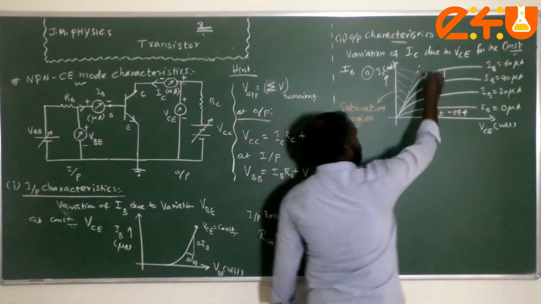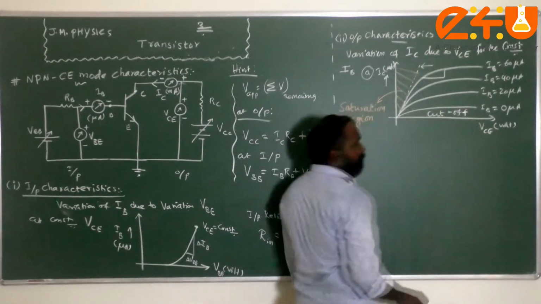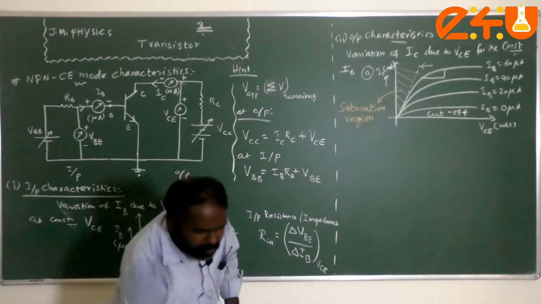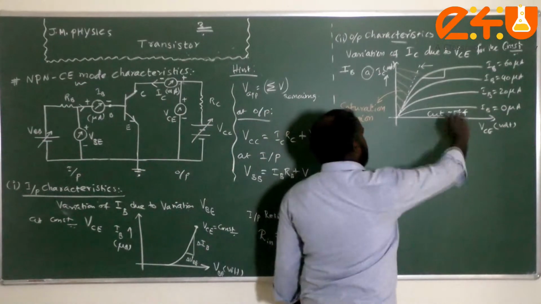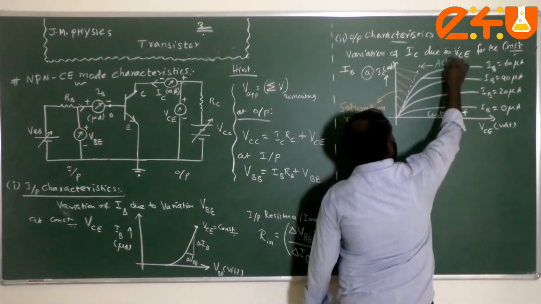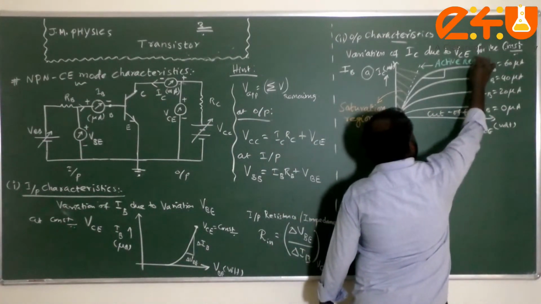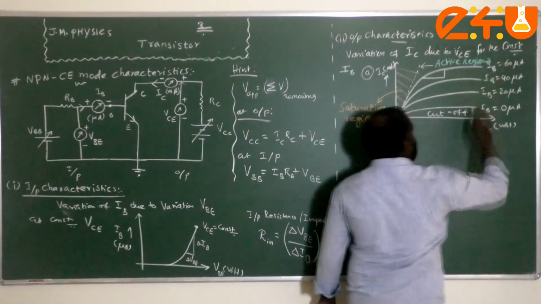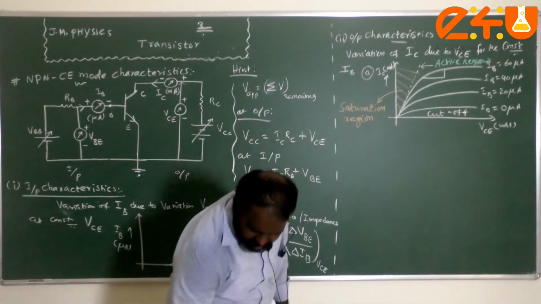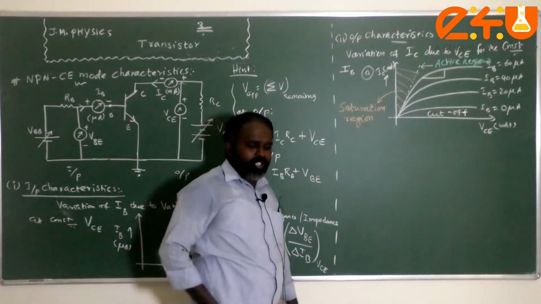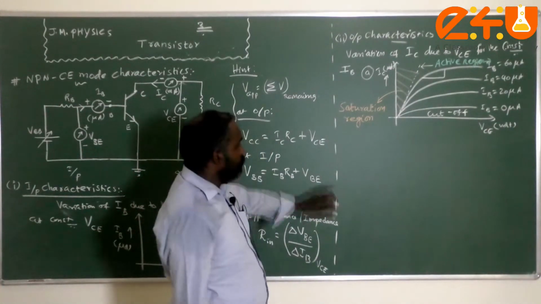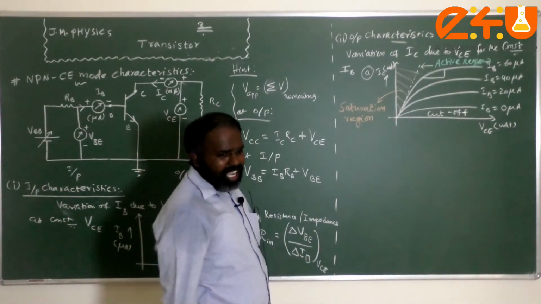So this part of the graph, this region of the graph, is what, children? Active region. In the active region, there will be a gradual variation of input voltage, output voltage and output current, children. That region is called the active region.